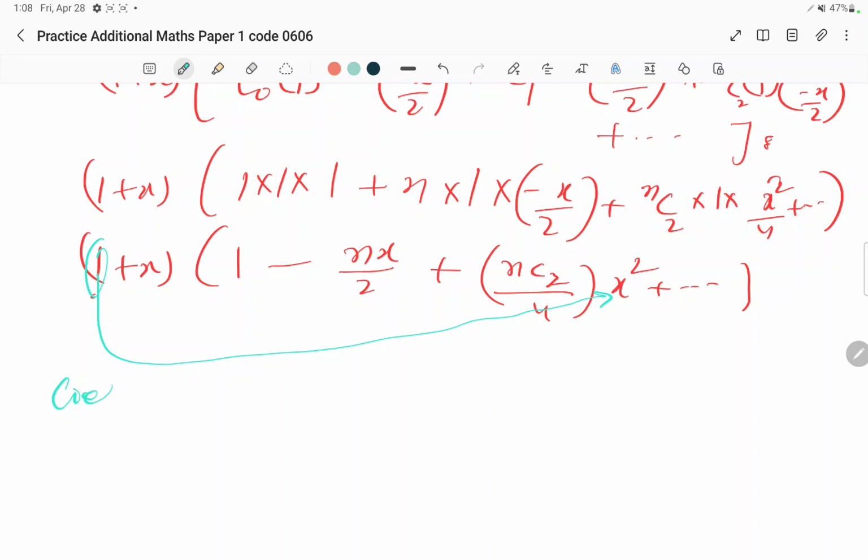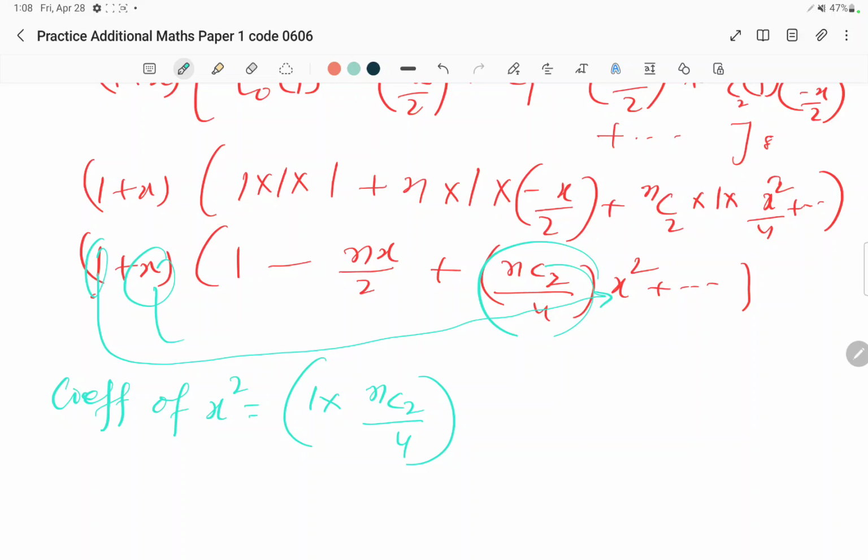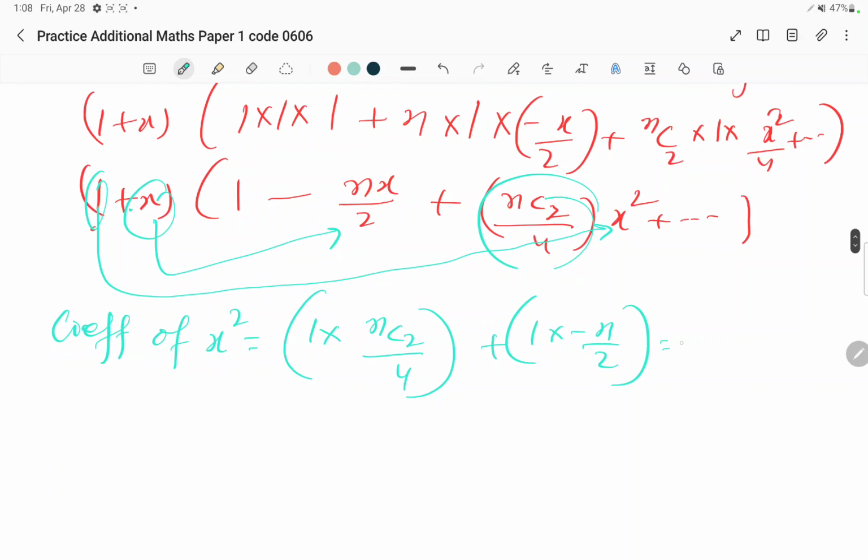So I want to write the coefficient of x square. So 1 times this, so 1 times nC2 over 4. Now when you multiply this x with this minus nx over 2, then also you will get x square, minus nx square over 2. So the coefficient of x square will be 1 times minus n over 2. So what I got for the coefficient of x square is nC2 over 4 minus n over 2, right?